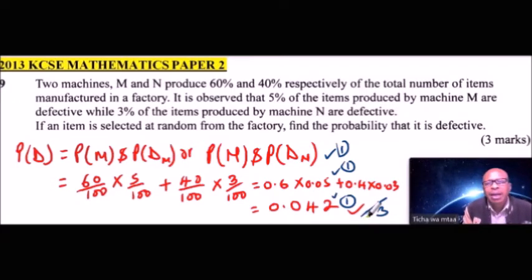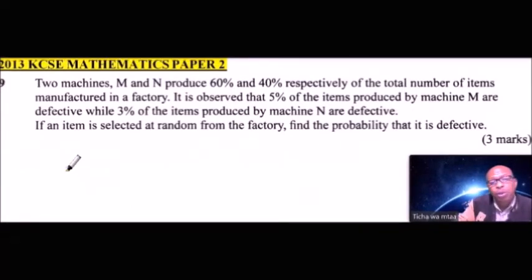Let's have a look at how you work it out using the tree diagram. You can also use the tree diagram. In fact, I like the tree diagram most when I'm solving questions on probability. So you draw your tree diagram like this. You start by asking what is the probability that an item is produced using machine M or machine N. So we put M here and N here.